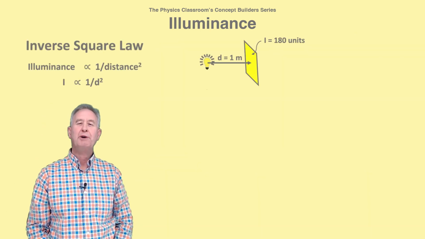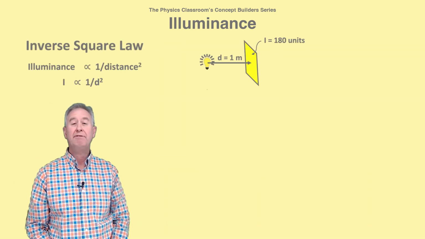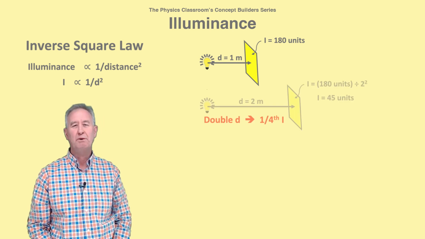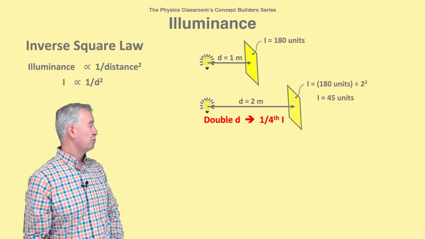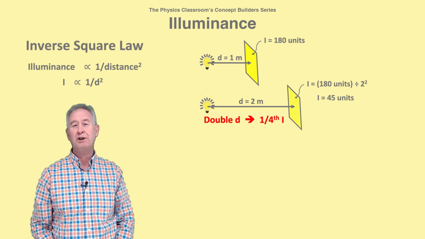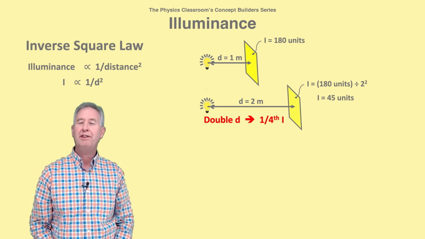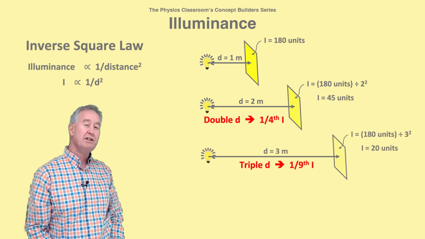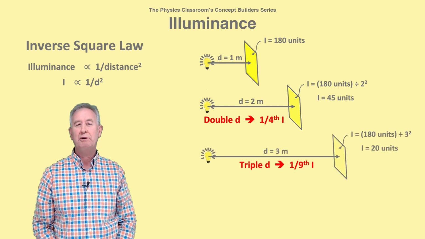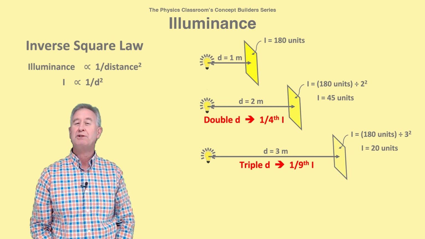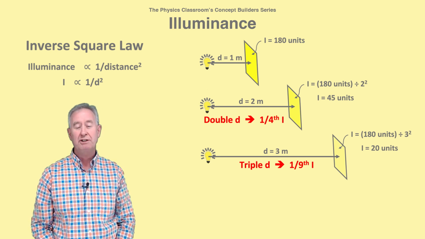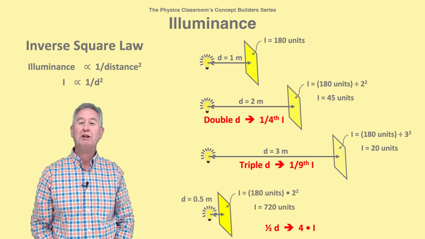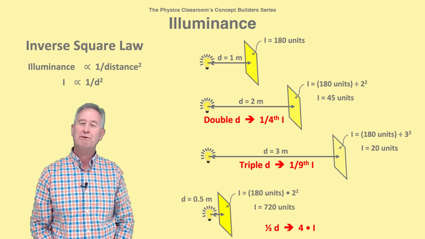This inverse square relationship means that a doubling of the distance causes the illuminance to be reduced by a factor of 4. Moving a surface from 1 meter to 2 meters from the source would cause the illuminance on that surface to be 1/4 as much. 3 times the distance results in 1/9 the illuminance. 4 times the distance results in 1/16 the illuminance, but making the distance 1/2 as much causes the illuminance to increase by a factor of 4.